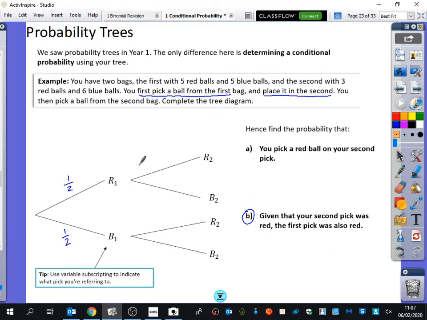So what you might like to think of for this branch up here, previously there were 3 red and 6 blue, but because we've gone up the red branch, there's now going to be 4 red and 6 blue. That's if you've already picked red from the first bag, you've now placed it into this bag. So it's no longer 3, it's become 4 because we've added a red in. So the probability of red is 4 out of 10, which is 2 out of 5.